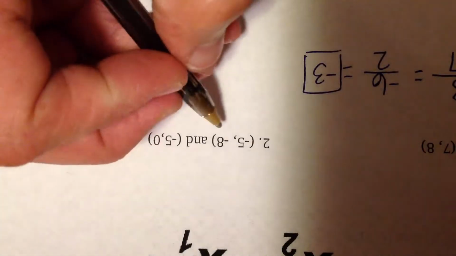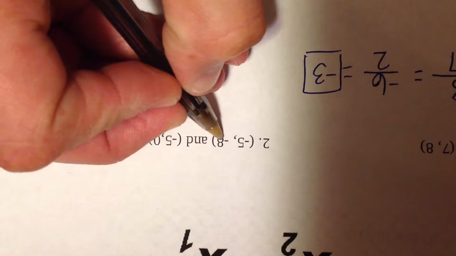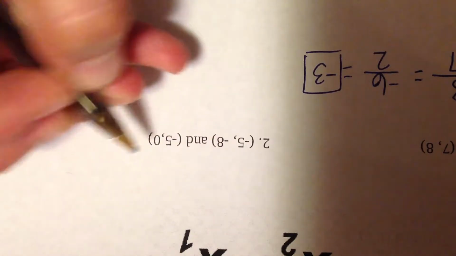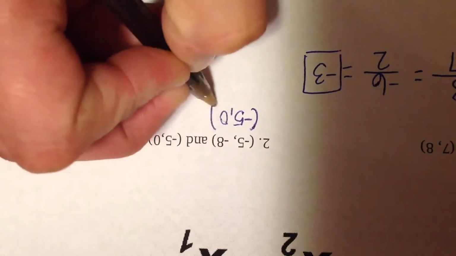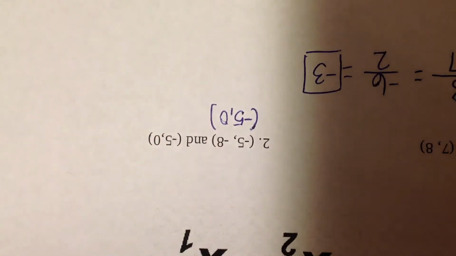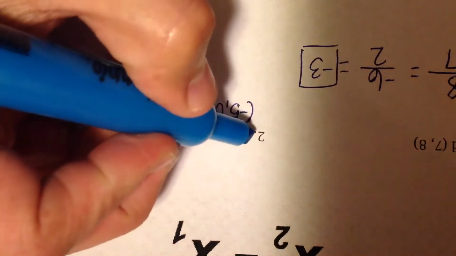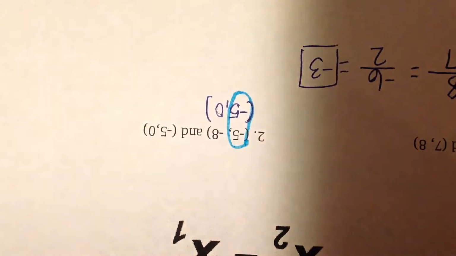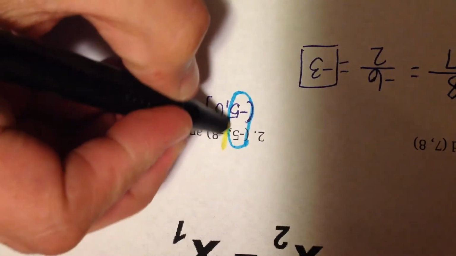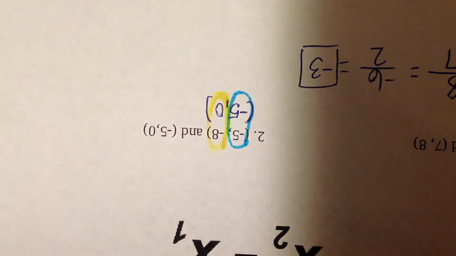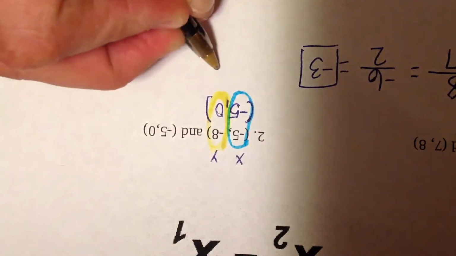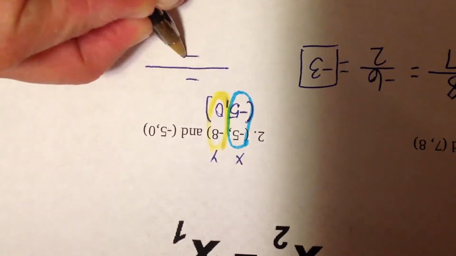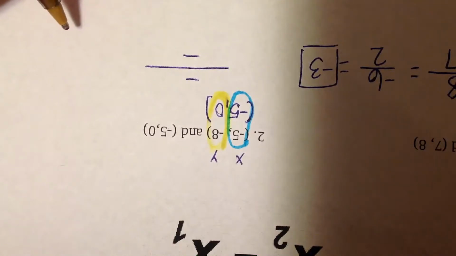Number 2, I'm going to take negative 5, negative 8, and negative 5, 0 and find the slope between those. So I'll drop negative 5, 0 below, keeping in mind that these are my x's and these are my y's. A little bit easier to see that way. Again, my first set is my x, my second set's my y. I'll draw up a fraction bar with a minus on both the numerator and the denominator.